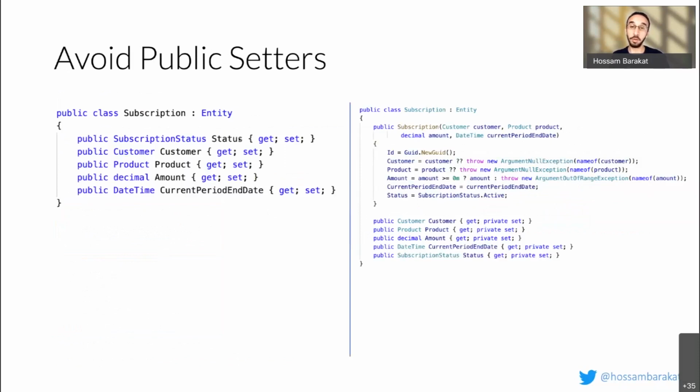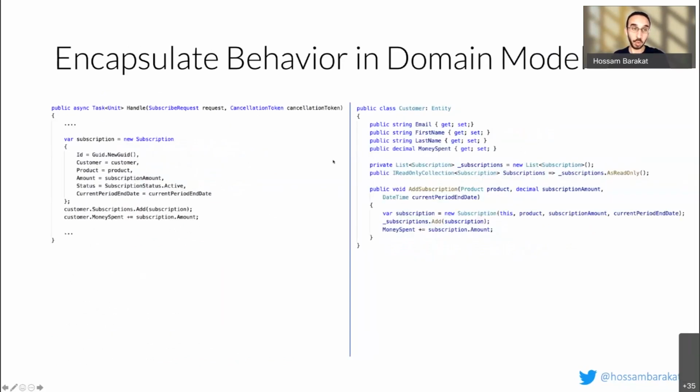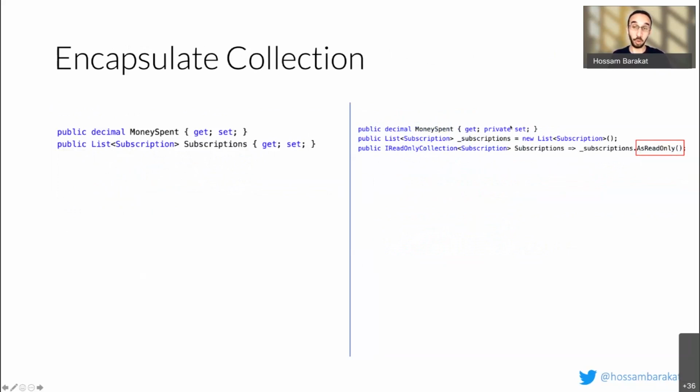First, we moved the behavior of constructing a subscription to be part of the entity itself, and we used the constructor to validate the parameters coming to the subscription. We also encapsulated the logic of adding subscription to customer to be part of the customer entity. And we encapsulated the behavior of modifying the subscription and money spent, so both of them became read-only. The money spent is via private set, so you can read the value, and we encapsulated the read-only collection using AsReadOnly. So now more behavior moved from the handler to be part of the domain model.